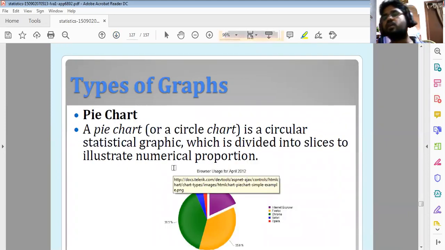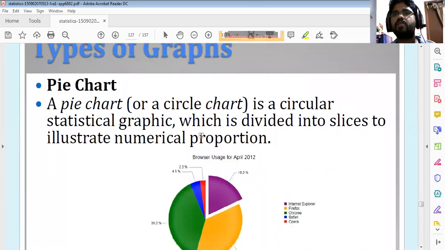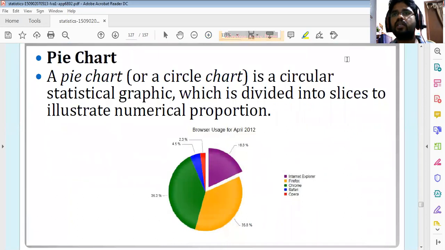The pie chart is nothing but a circle chart. A pie chart is known as a circle chart. It is a circular statistical graphic which is divided into slices to illustrate numerical proportion. Depending on our data and information, we can classify it into different proportions. For example, if you take this pie chart, see here 35%.